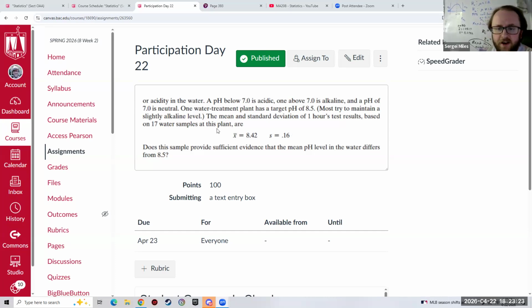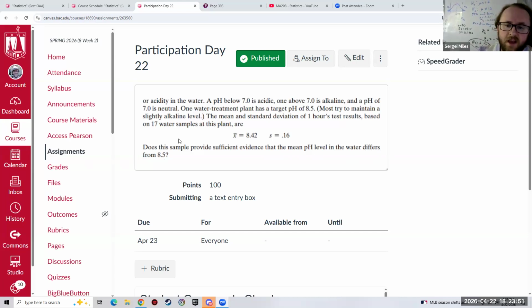We still have the sample data, and we're trying to determine, is there evidence that the pH level in the water is different from 8.5? Now again, notice the key words here. It doesn't say, is the pH below 8.5? It doesn't say, is the pH above 8.5? Just says, does it differ? Because of that, this is another two-tailed test like we did on the board, okay? So I'm now going to turn to the board behind us.